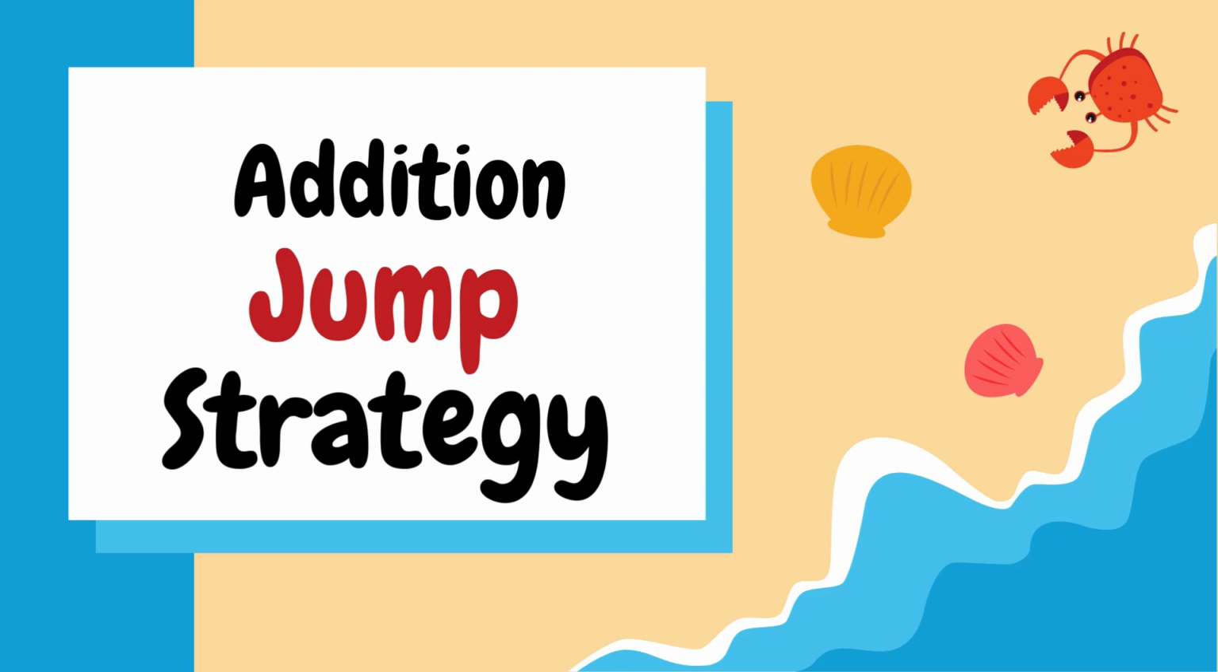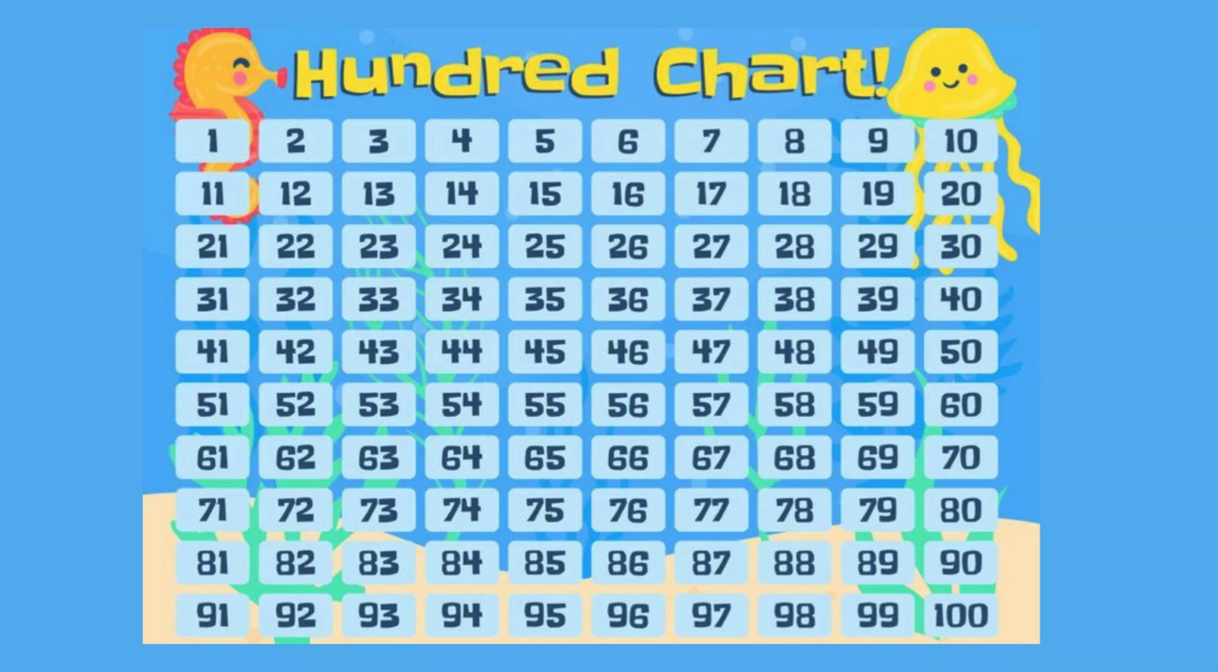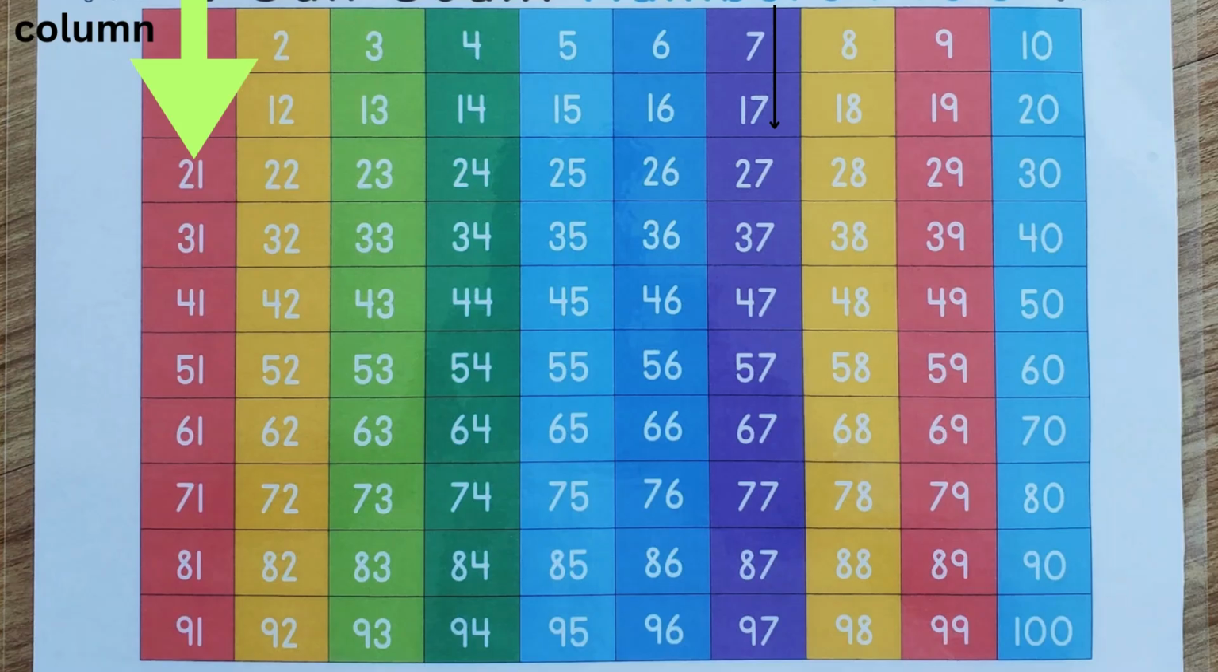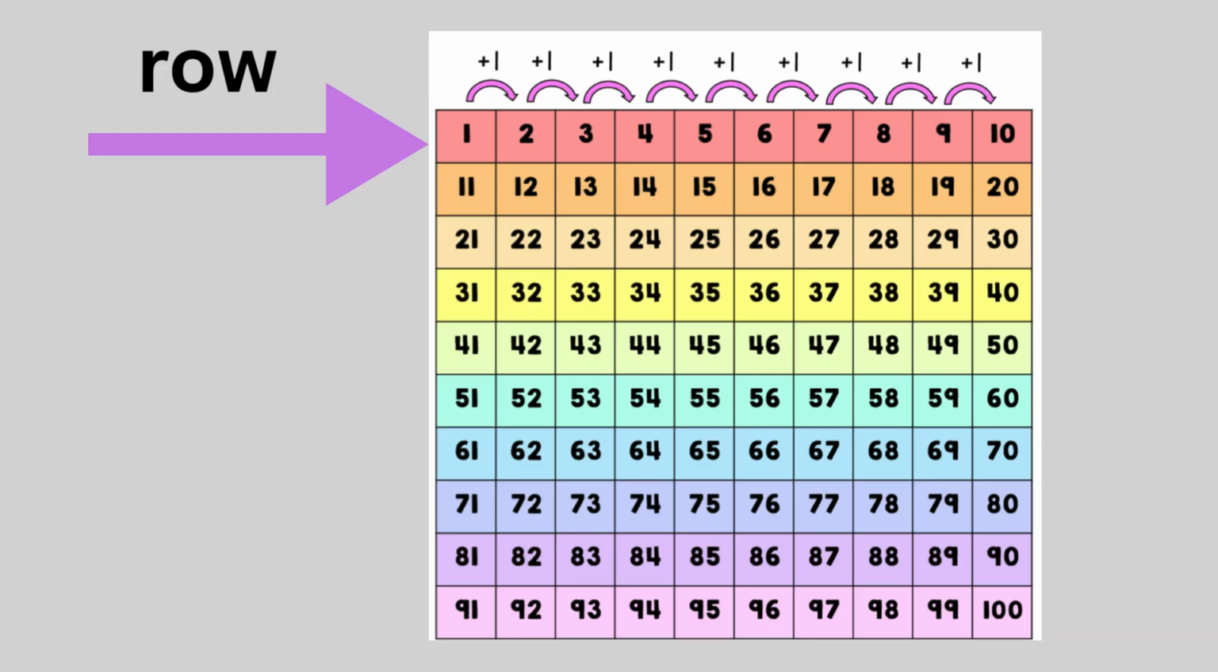Today we will learn the jump strategy using 100 charts. So before solving a problem, let's understand how we will go in 100 charts. This is called a column. In a column we can move up and down. This is called a row. We can move right and left.